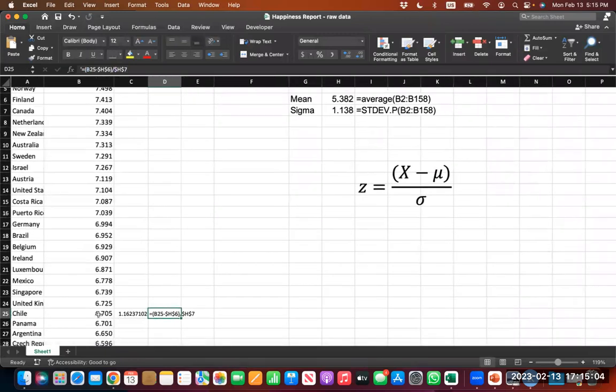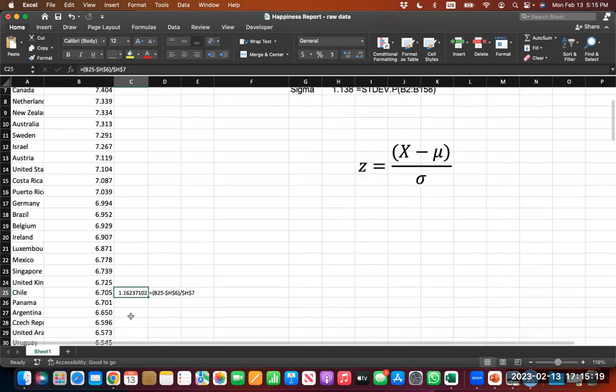So B25, that's our X minus our mean divided by the sigma, the standard deviation. And that gets us the individual Z-score. And what does this Z-score actually tell us? It tells us that Chile, assuming a mean of 5.382, is 1.1 standard deviations located away from our mean.